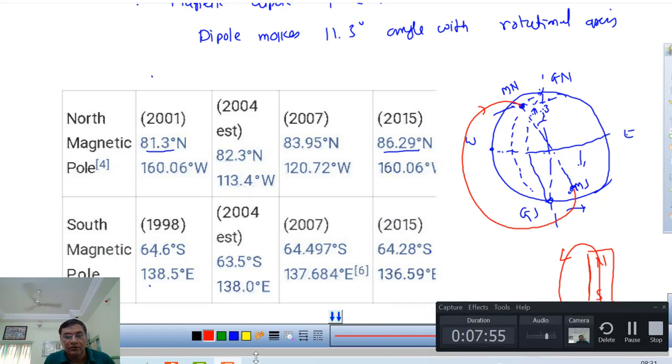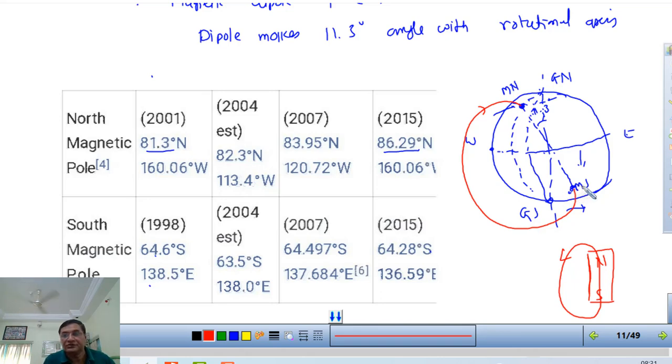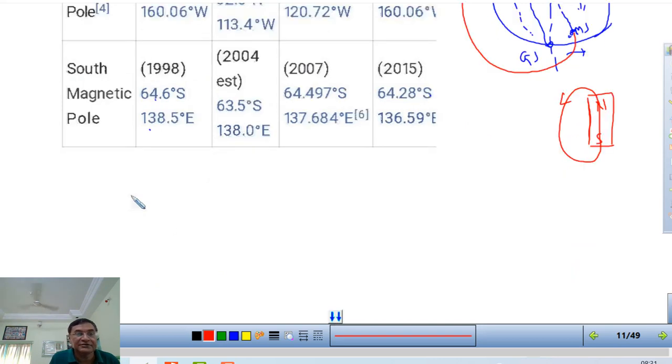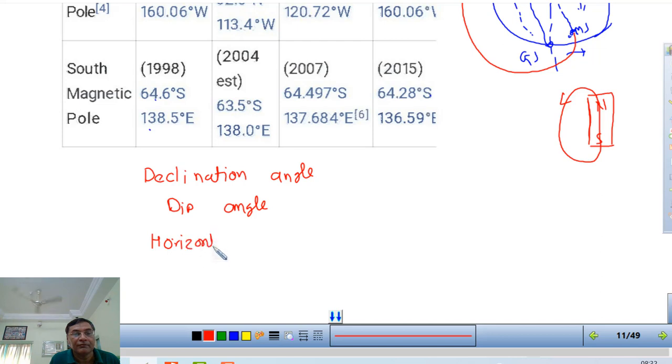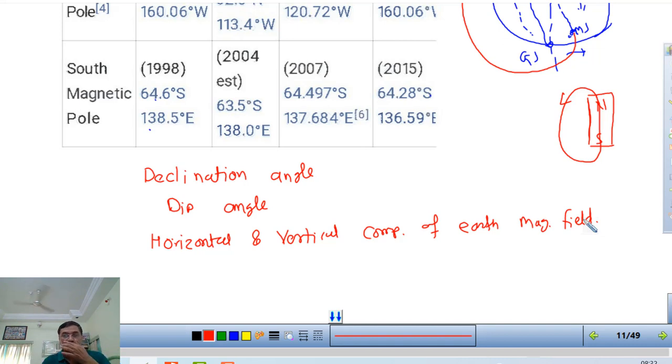Ok. And in the same way there is magnetic south also. Now to study this magnetic property of the earth, there are physical quantities connected with it, that we'll discuss in the next lecture. The first is called declination angle. Second one is called dip angle, and third one is called horizontal and vertical component of earth magnetic field. That we discuss in a separate lecture.